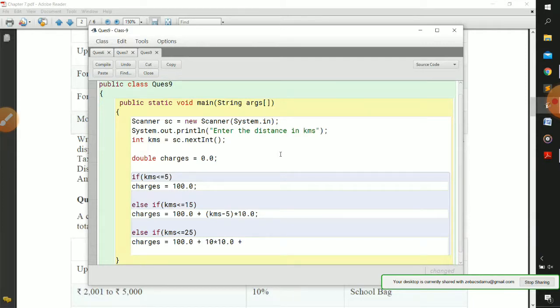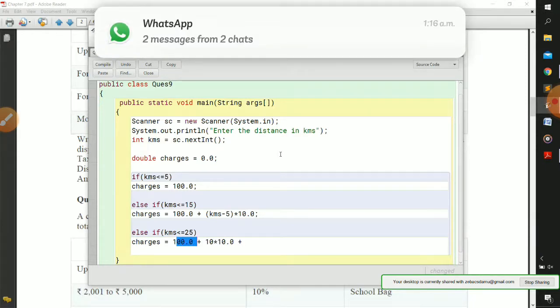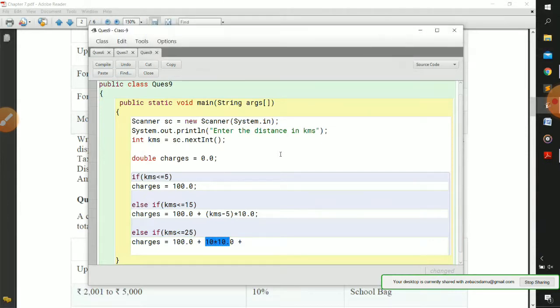So for the first 5 you have to pay 100, for the next 10 you have to pay 10 into 10. Okay, now for the remaining ones, it means kilometers minus 25, you need to pay how much? You need to pay rupee 8 per kilometer. Okay, now this is our situation.